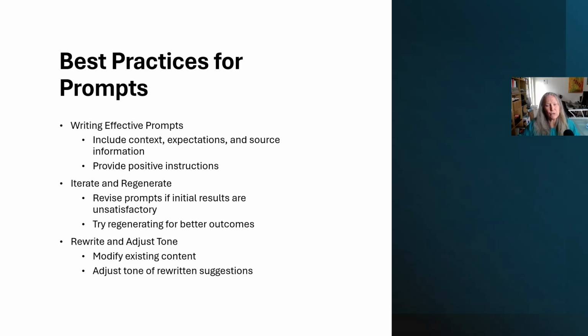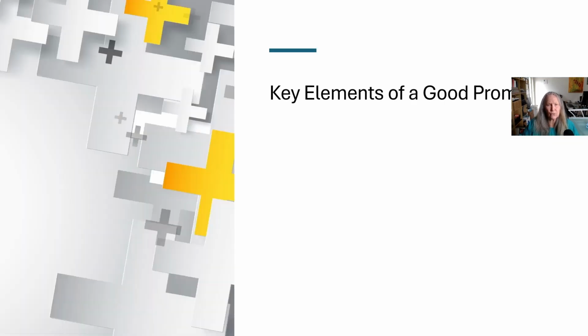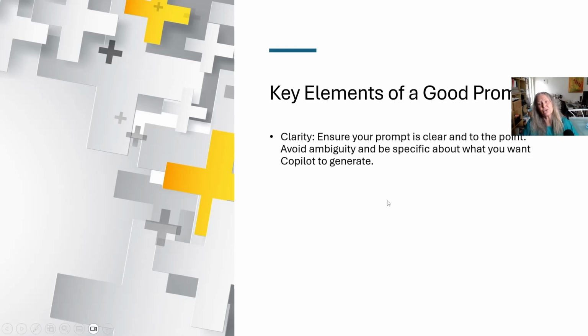Rewrite and adjust the tone. Modify the existing content and adjust the tone of rewritten suggestions. Do you want casual? Do you want neutral? Do you want professional? Or do you want authoritarian? For example, you can create a script that says, create a script to explain search engine optimization, SEO, to a potential customer, including an explanation of what it is, how it works, a value proposition. Include 2 analogies to help explain it to someone who is new to this concept. Clear and detailed prompt.